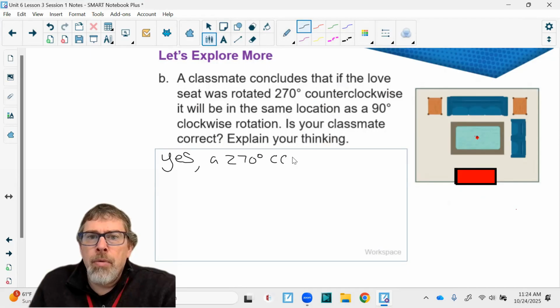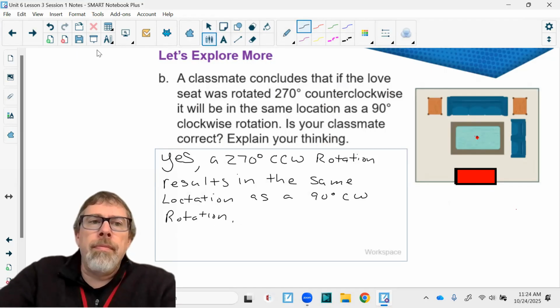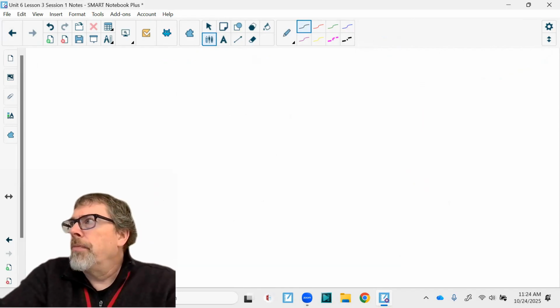a 270-degree counterclockwise rotation results in the same location as a 90-degree clockwise rotation. And that brings us to the end of session 1.